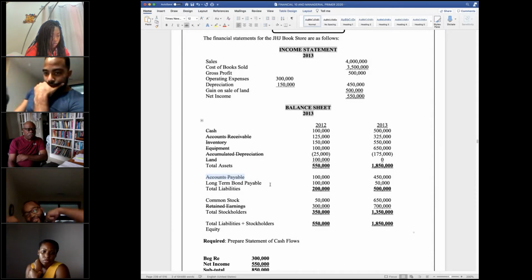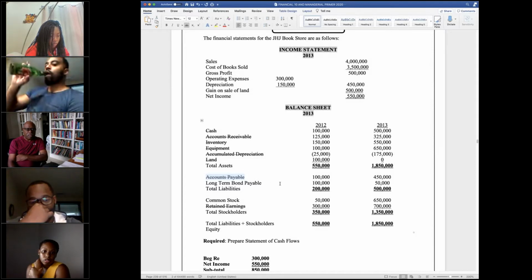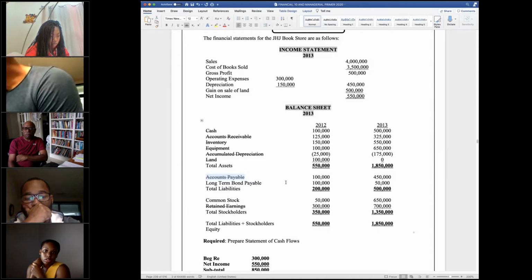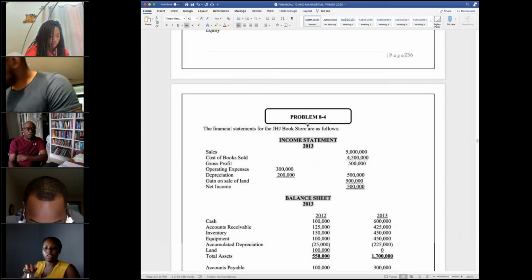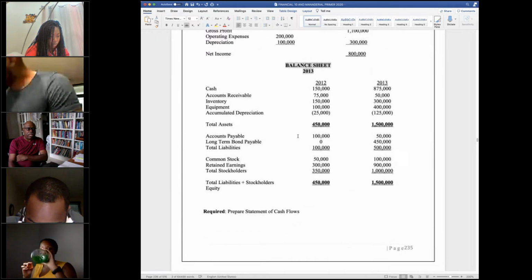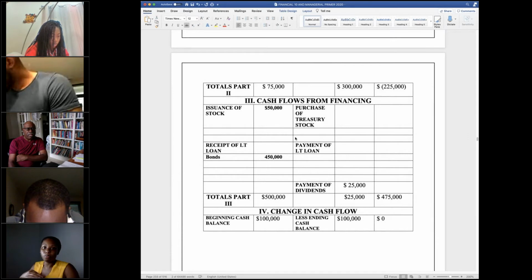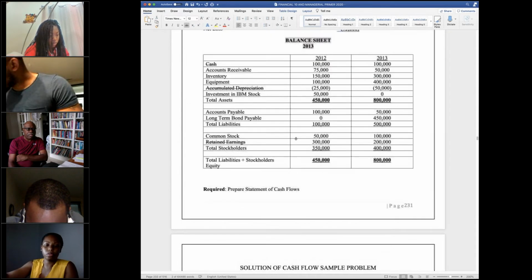Next, we need long-term bonds payable. So what happened there? It went down by 50,000. So what happened when you pay on your student loan? What happened to your cash? It decreased. That's right. So we're going to go up here with the bonds payable, and that's long-term. So therefore, it's going to be in the bottom part of the statement.